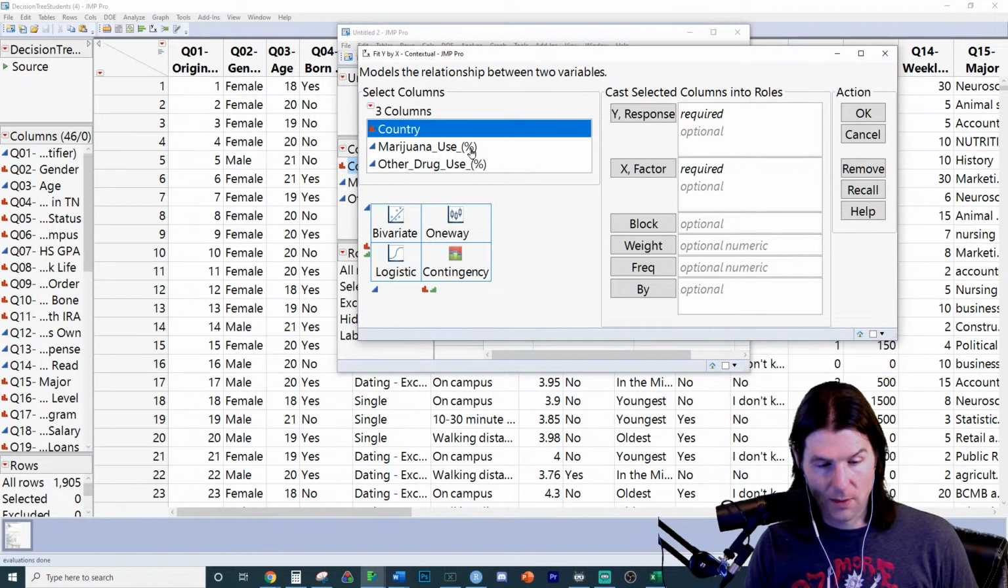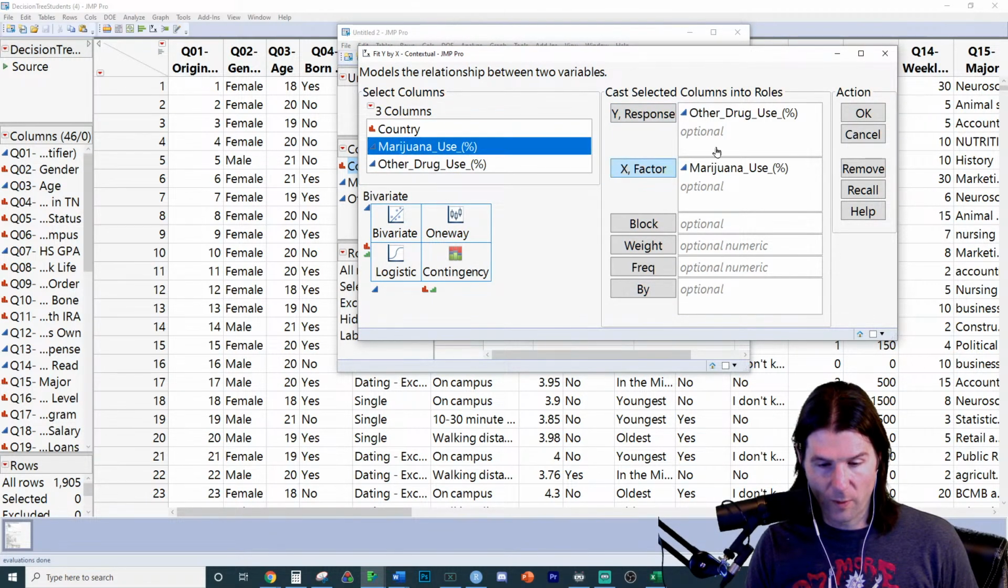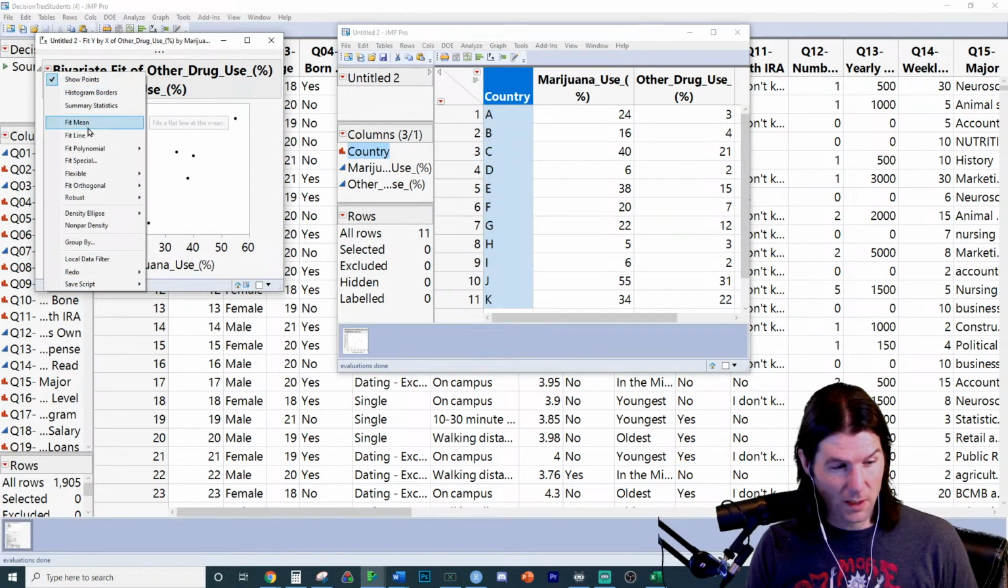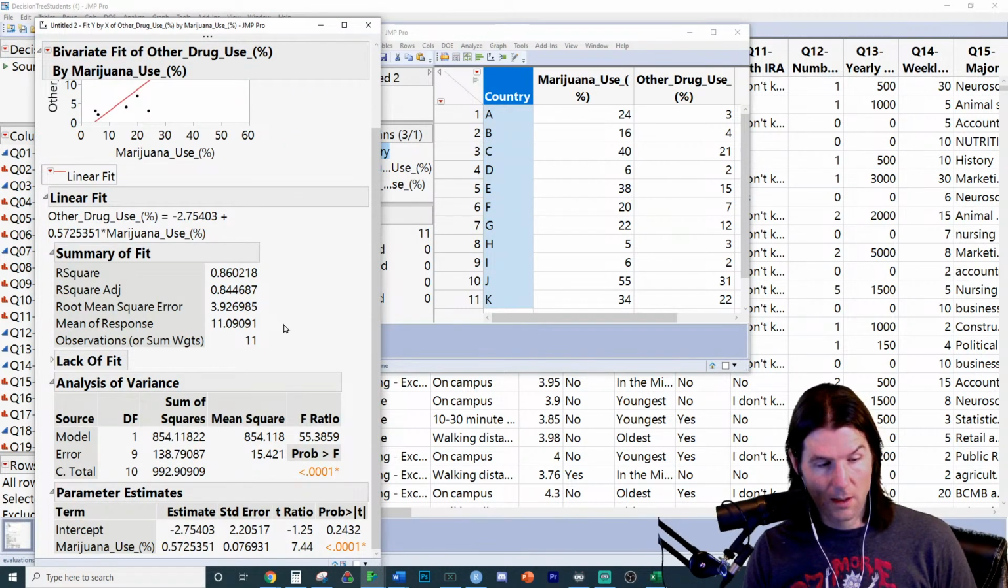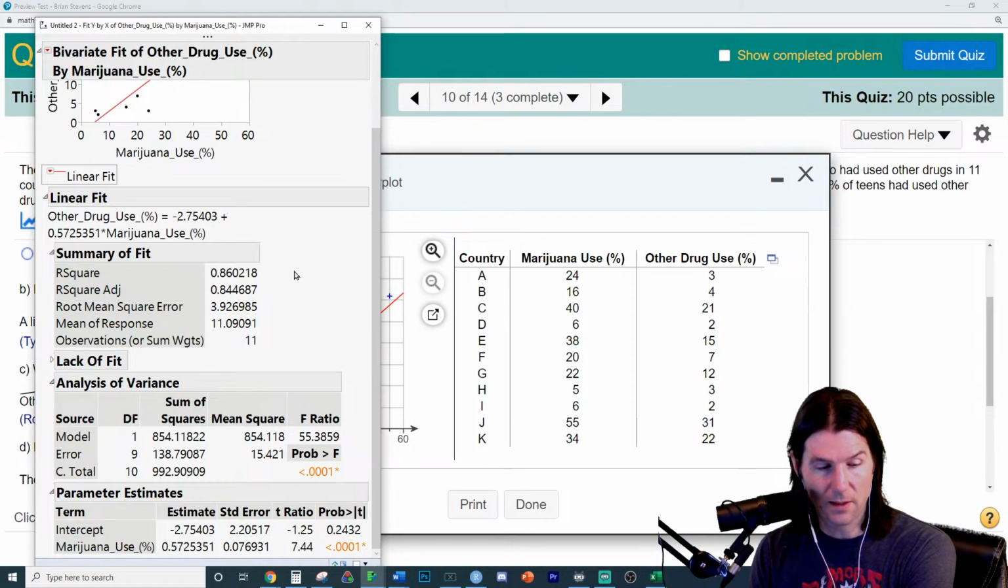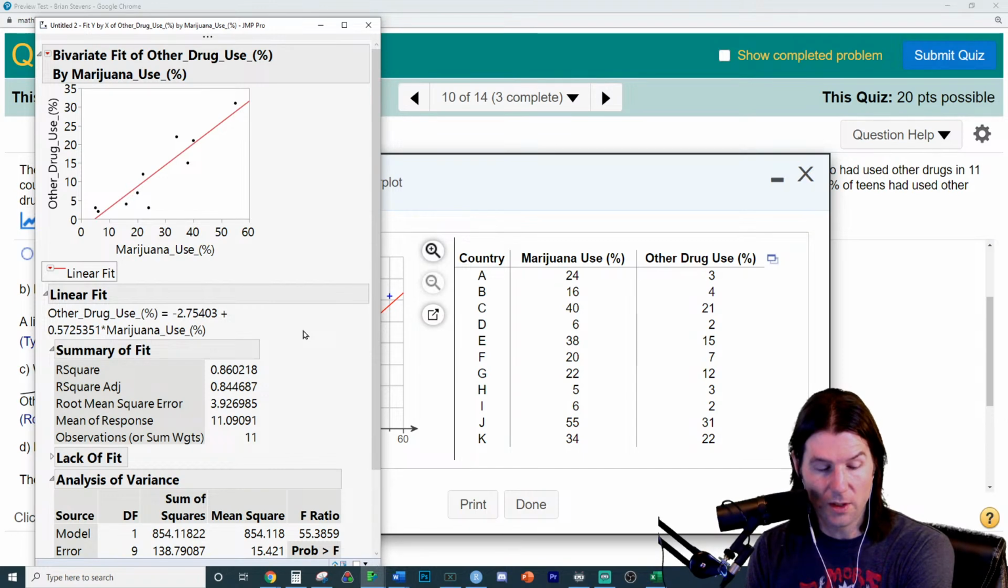Analyze, fit y by x. We're predicting other drug uses for marijuana. And now we're going to fit the line. The answer to the intercept is weird. I might seriously contact my Pearson about this. So don't use the regression solver.